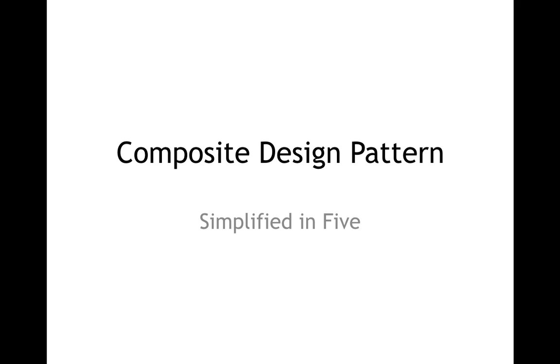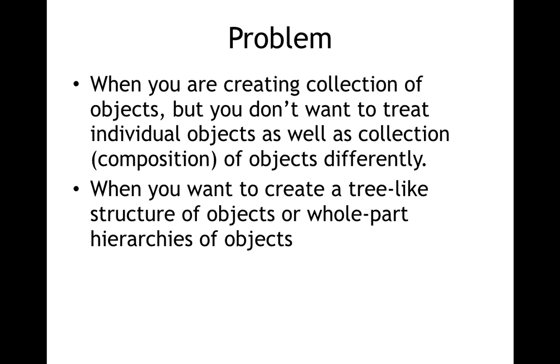So let's first see in which problem scenario you would be using composite design pattern. If you are creating a collection of objects and you don't want to treat the individual objects as well as their group or composition differently, you want to treat group as well as individual objects equally, then you should be using composite design pattern. So if you want to create a tree like structure of objects, or if you want to create whole part hierarchies of objects, then you should be using composite design pattern.